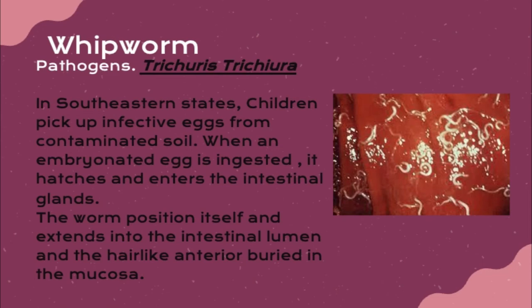Pathogens, Trichuris trichiura. So in southeastern states, children pick up infective eggs from contaminated soil. Pag nilagay nila sa kanilang mouth, so yung na-ingest nila yung egg, so it hatches and magpasok siya sa intestinal glands, then the worm positions itself and extends into the intestinal lumen and the hair-like anterior buried in the mucosa. So the worm lives there for several years as a tissue parasite. Habang nandoon siya, i-feed niya yung cell contents and blood.